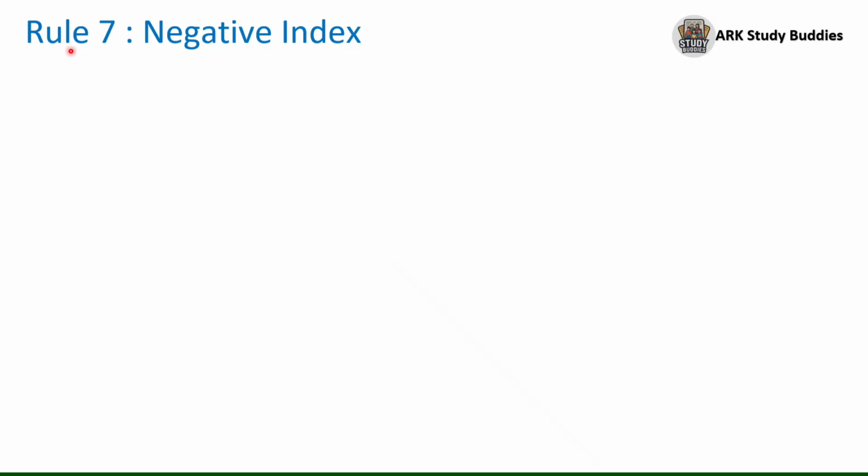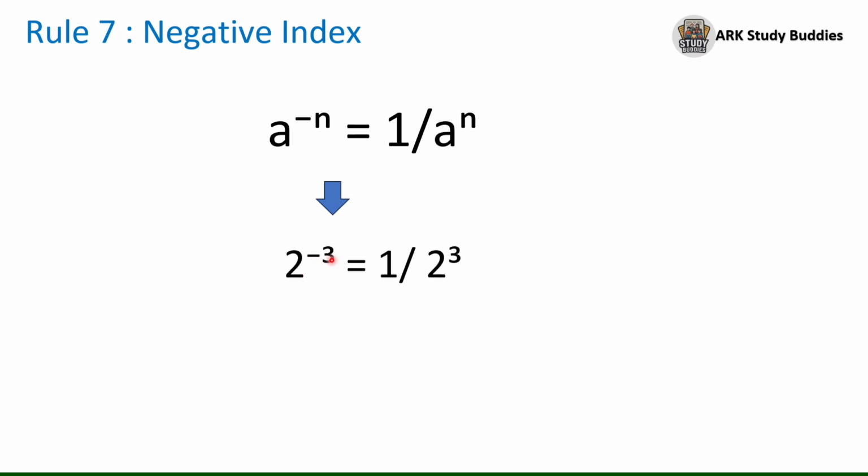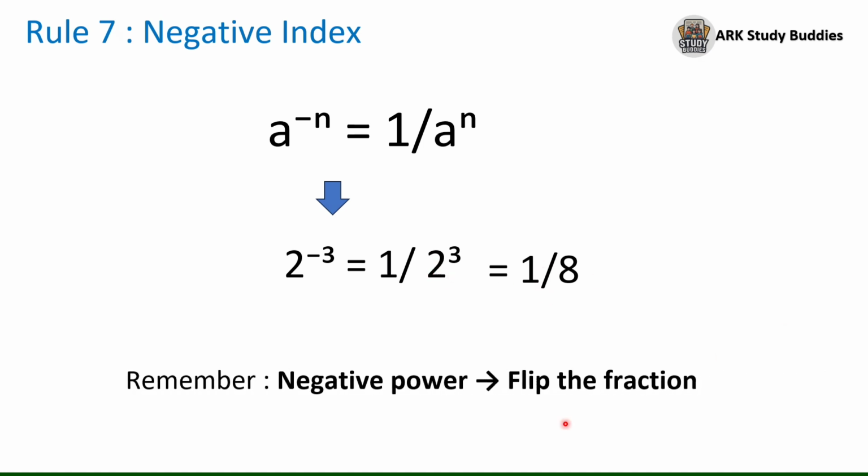Let's learn rule number 7, that is negative index. In this, a to the power of minus n is equal to 1 divided by a to the power of n. Let's take an example. 2 to the power of minus 3, that equals 1 divided by 2 to the power of 3. So that equals 1 divided by 8. Remember, if there is a negative power, then you have to flip the fraction.